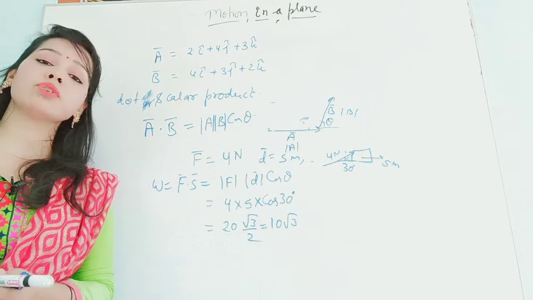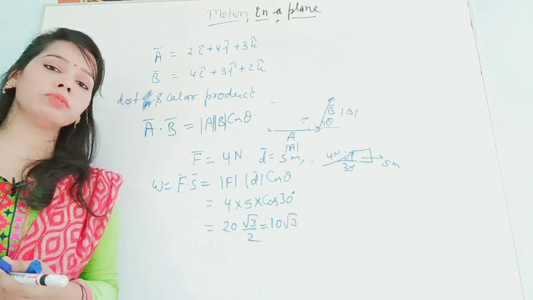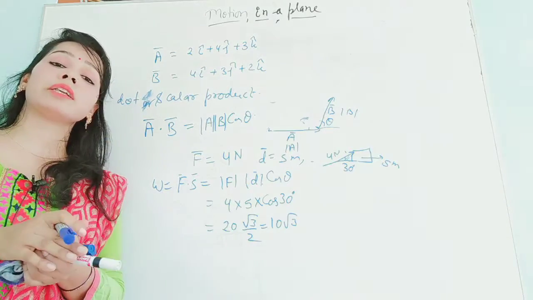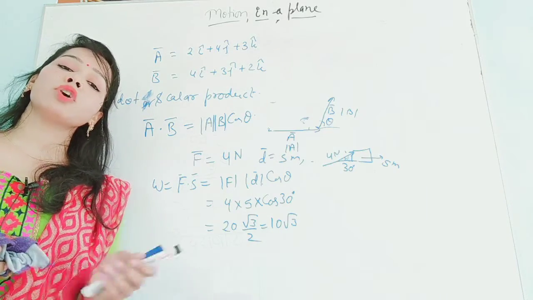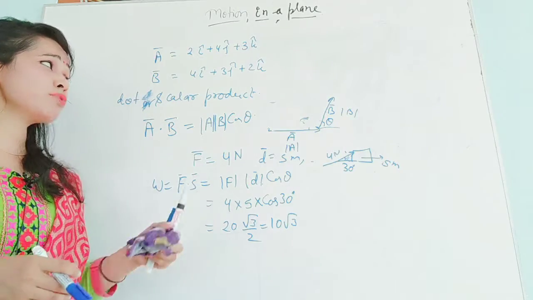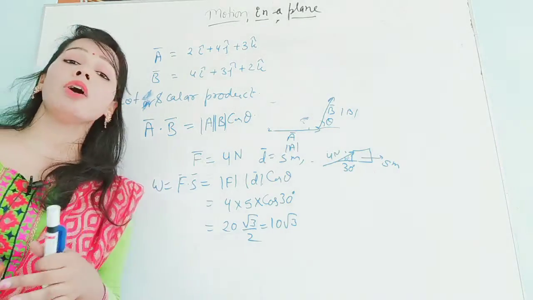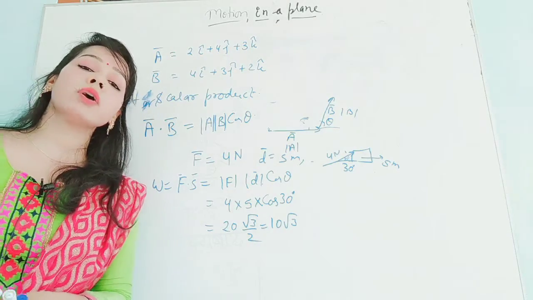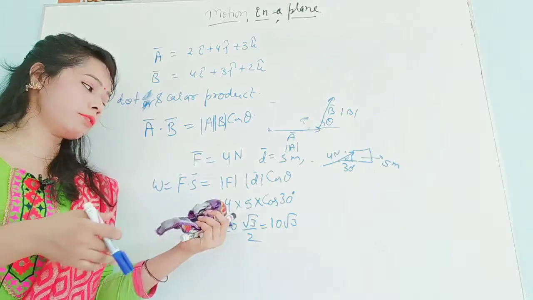So in this way, if the magnitudes of two vectors are given and the angle between those vectors is given, then you can find the dot product of any two vectors. Understood? But how can you solve it if the two vectors are given in this form? That I will explain after this.